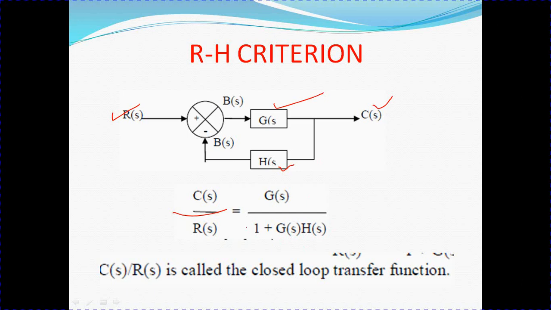Here the denominator of the transfer function, that is 1 plus G(s) into H(s), is equal to 0. So this is known as the characteristic equation of the control system. So this equation plays a major role in determining the stability of the system, and the roots of the characteristic equation, that is 1 plus G(s)H(s) equal to 0, are known as poles of the transfer function or poles of the system, and the location of poles will play a major role in determining the stability of the system.